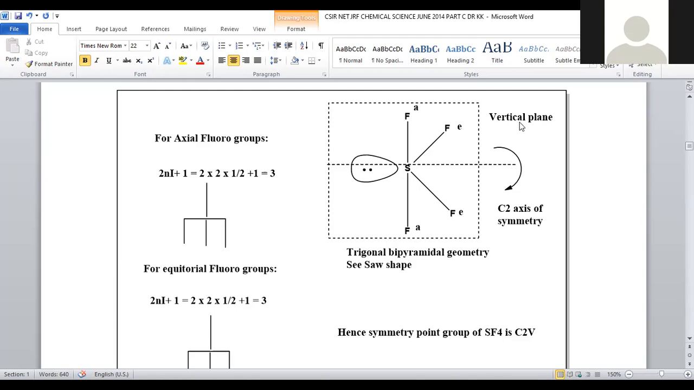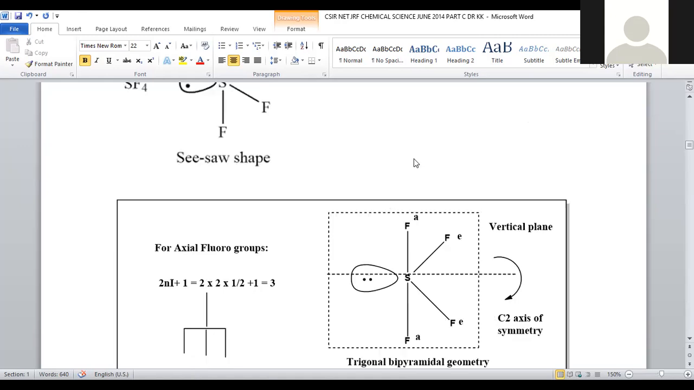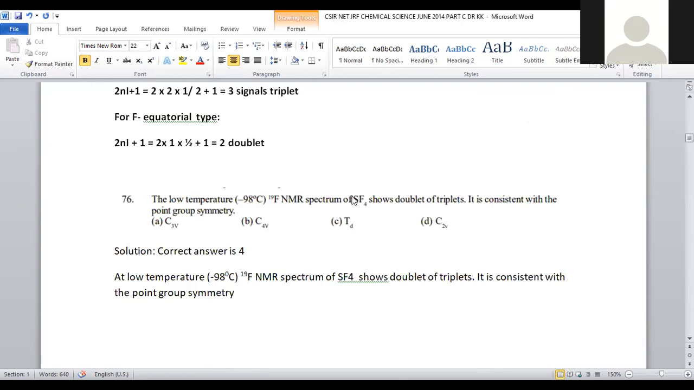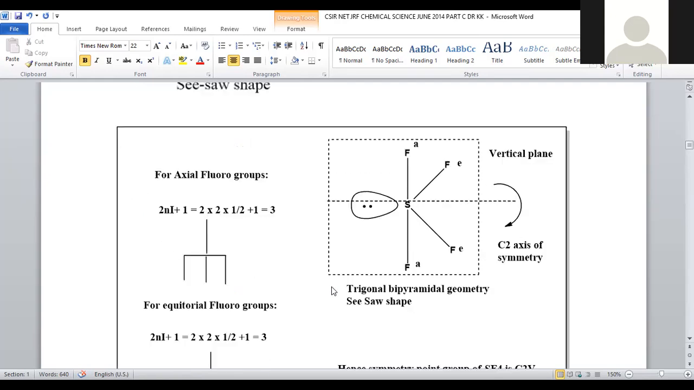Hence, we can say vertical plane of symmetry is there. C2 axis and vertical plane is there. Hence, we can say it is a C2V symmetry. The point group symmetry of sulfur tetrafluoride will be C2V. C2V symmetry will be present within the molecule. C2V is available in the option number 4. For question number 76, option number 4 is the correct answer.